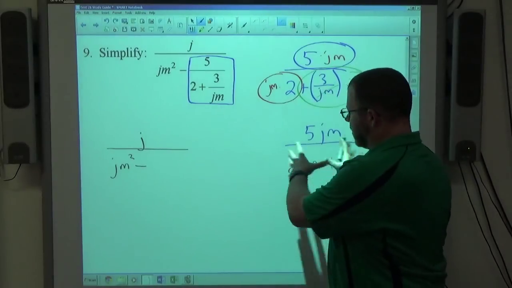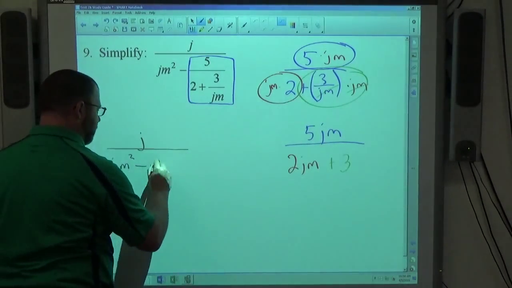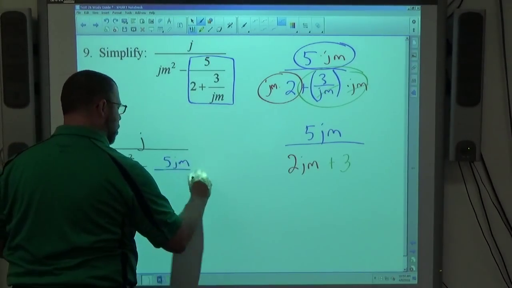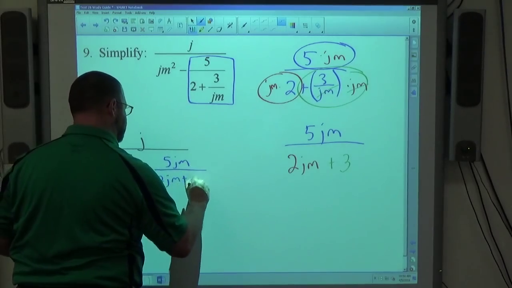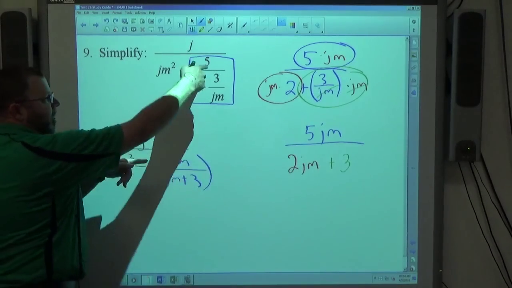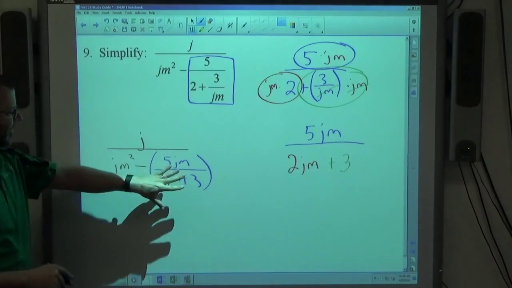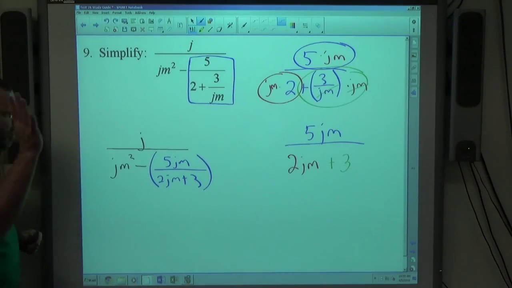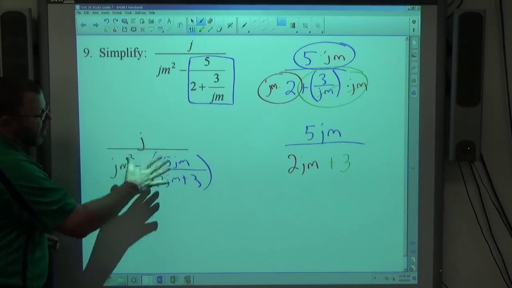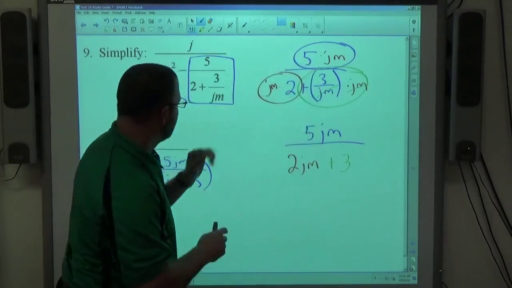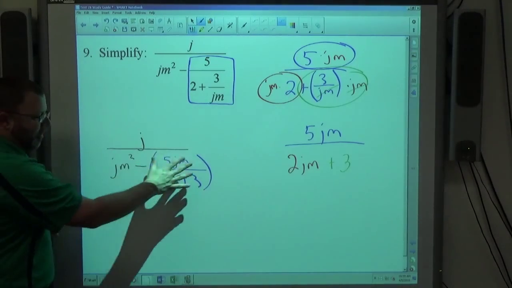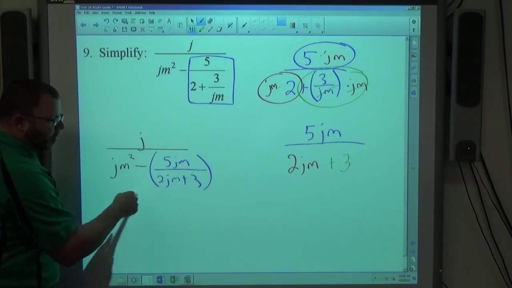So I'm going to take this and put it back into the original problem. So I've got 5jm over 2jm plus 3. That's in the same position, and they're equivalent. This is easier, this is simpler. The structure of the entire problem now is the same as this one over here. This is not a fraction, this is not a fraction, but this is. This denominator is going to be the fix.